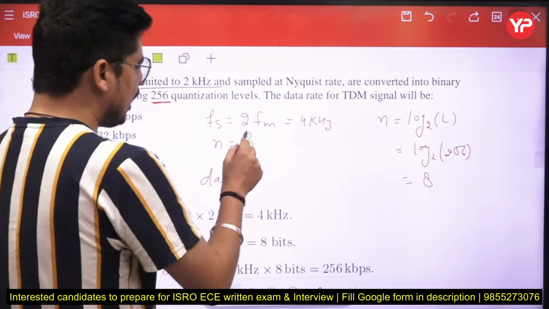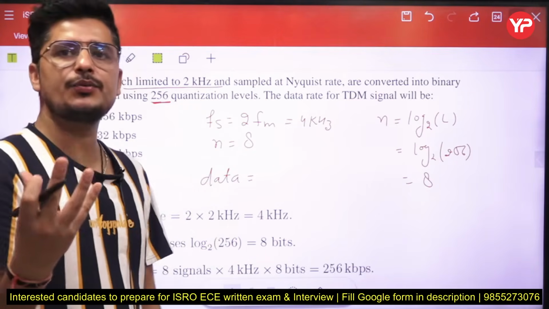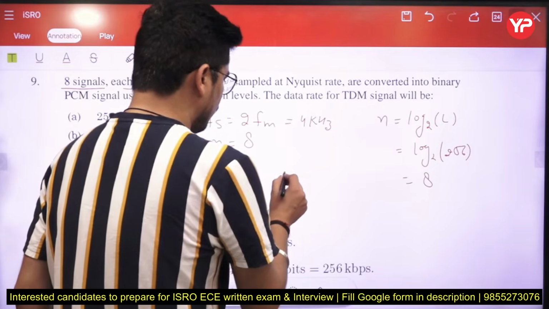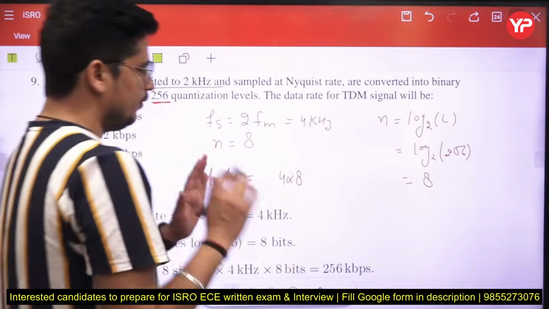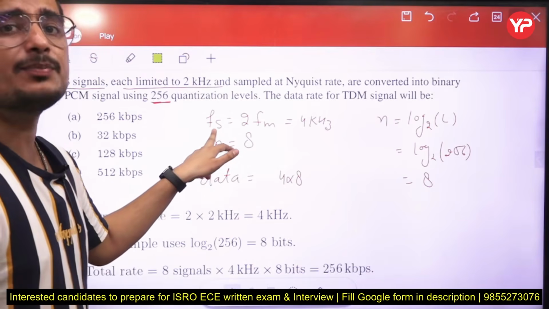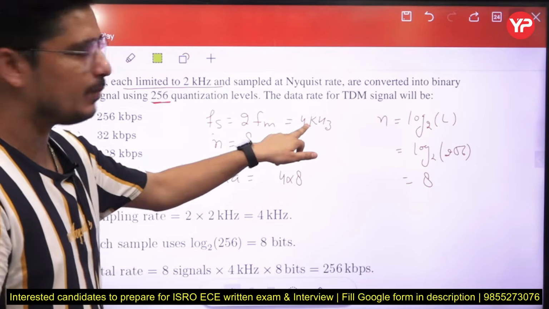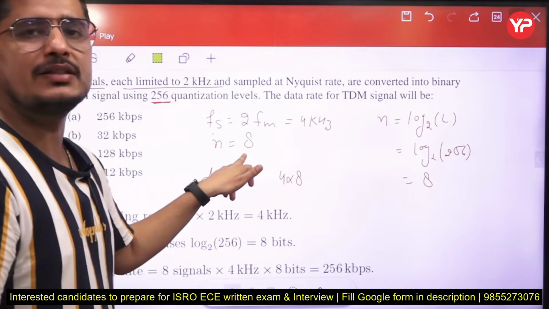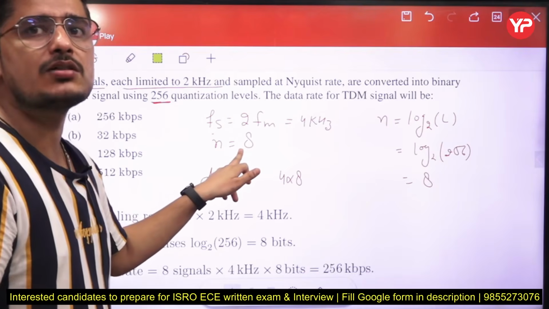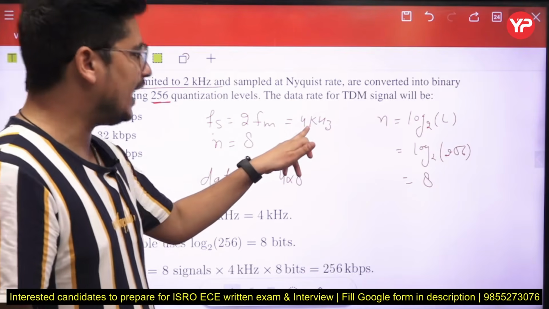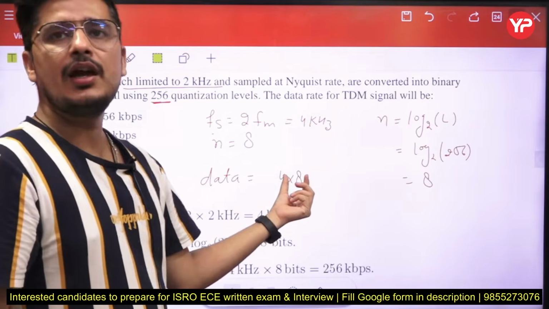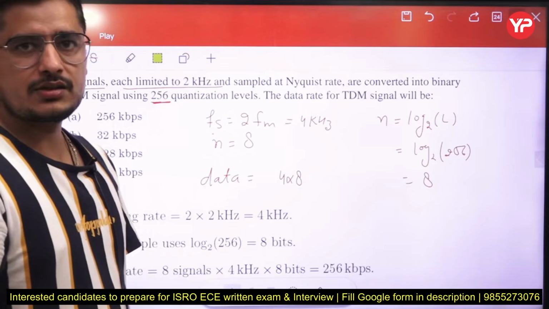So we are collecting how many samples, and how many bits from each signal? We are collecting 4 times 8 bits. 4 times means that this FS represents what? Samples per second. So 4k samples per second we are receiving, and each sample is represented by 8 bits. So what does it mean? From each signal we are having 4 times 8 kilobits, right?